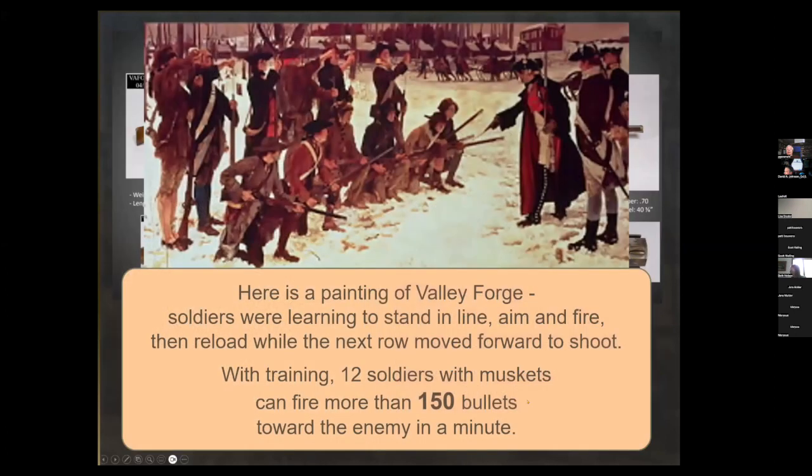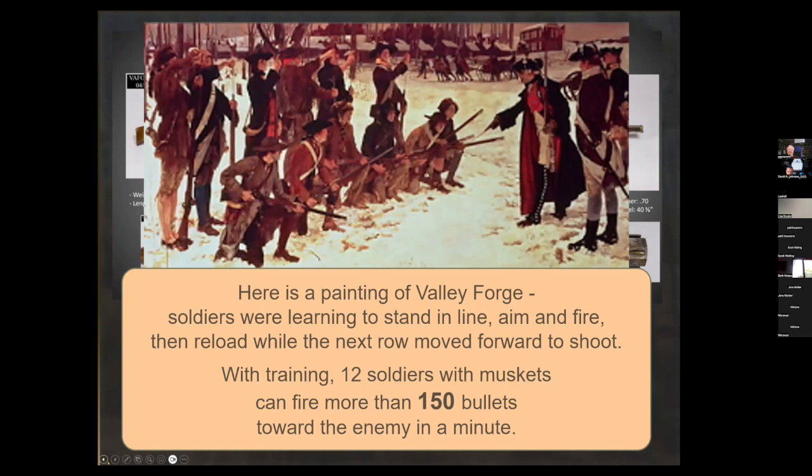When they made a painting of Baron von Steuben training the Americans at Valley Forge, they were learning how to stand in line, aim and fire, and then walk back a couple steps and reload while the next row moved forward to shoot. And with training, 12 soldiers with muskets can fire more than 150 bullets toward the enemy.